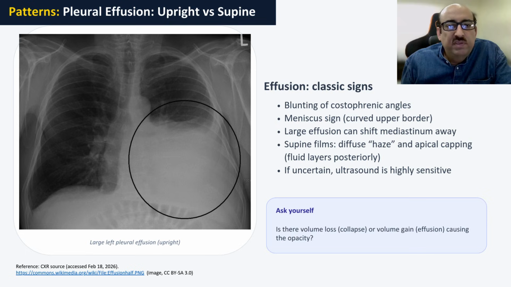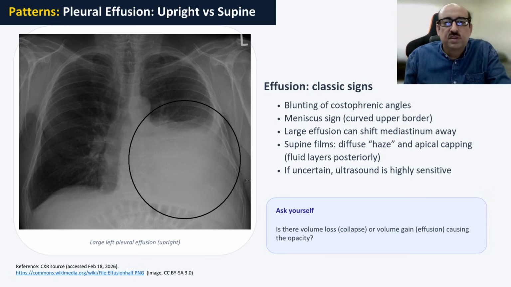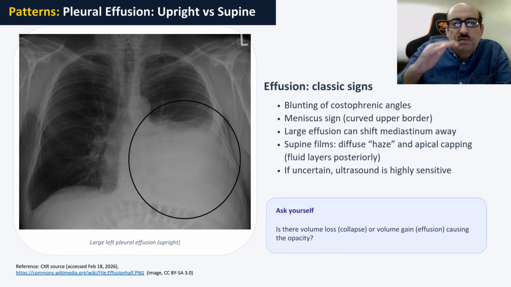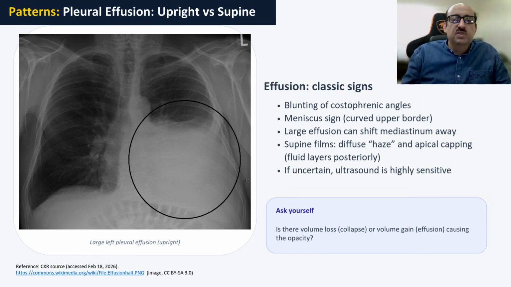If it's a massive or severely large volume of pleural effusion, it can lead to pressure effect and the underlying lung can be totally collapsed, and or the trachea and the mediastinum can be shifted to the other side. In supine films, you may have just a diffuse haze and apical capping. The fluid layers track posteriorly because of gravity. If uncertain, you can do an ultrasound scan to differentiate between a collapse versus pleural effusion.